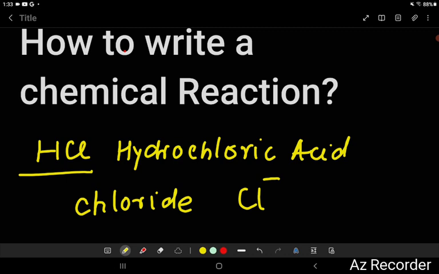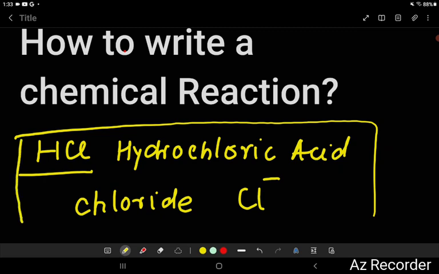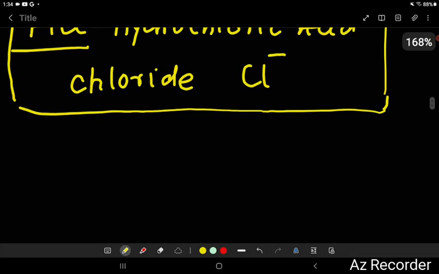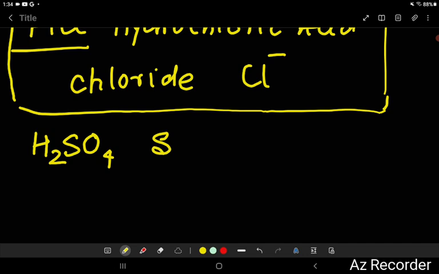Similarly, the second acid. This is the main line which you have to keep in your concepts. That means when hydrochloric acid reacts with any substance, you have chloride salt. Other products may be formed according to the reactant used at the second position. So the next acid is sulfuric acid, H2SO4.